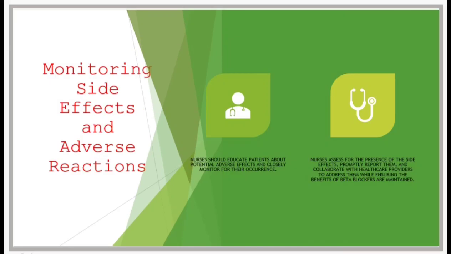Beta blockers can cause various side effects and adverse reactions. Nurses should educate patients about potential adverse effects and closely monitor for their occurrence. Examples of side effects include bradycardia, hypotension, bronchospasm, fatigue, depression, and sexual dysfunction. Nurses assess for the presence of these side effects, promptly report them, and collaborate with healthcare providers to address them while ensuring the benefits of beta blockers are maintained.